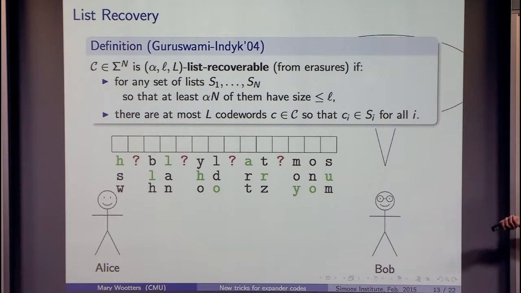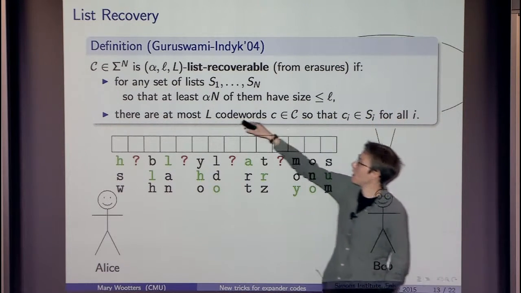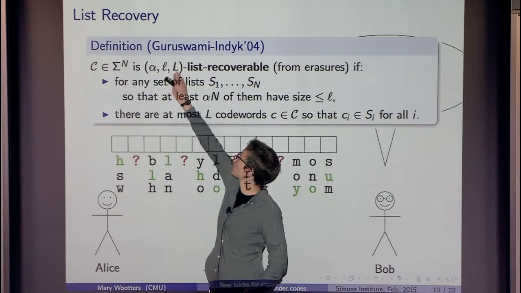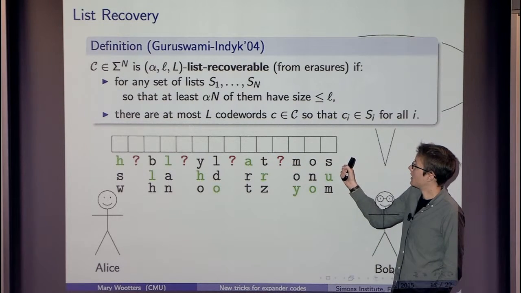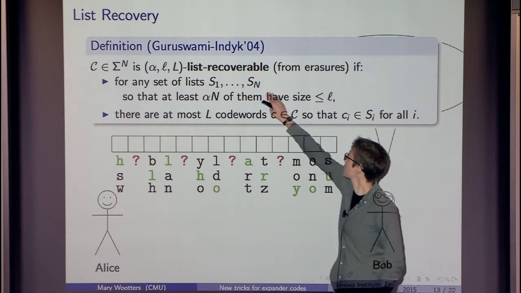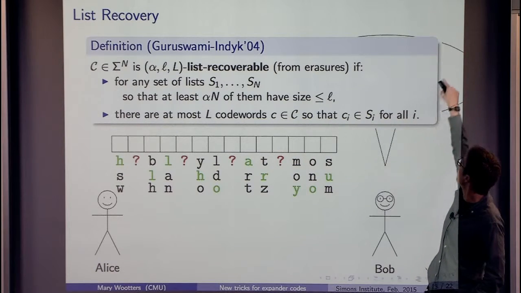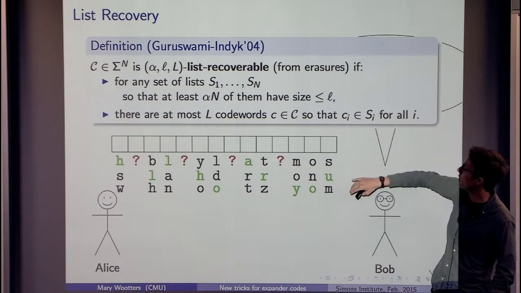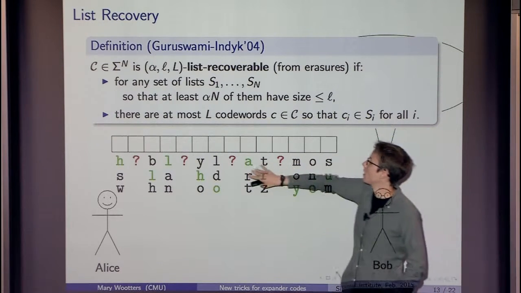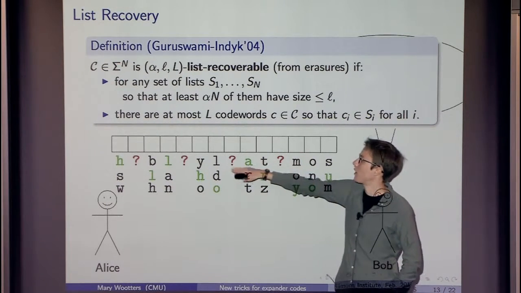So again, more formally, we say that the code is, now there are 3 parameters to keep track of: alpha, little l, and big L list recoverable from erasures. If for any set of lists which have size at most little l, so little l here is 3, there are at most capital L code words, so that would be the size of Bob's list, that agree in all the lists given, and I need to have lists in an alpha fraction of the positions, so 1 minus alpha fraction, I'm allowed to put question marks in.